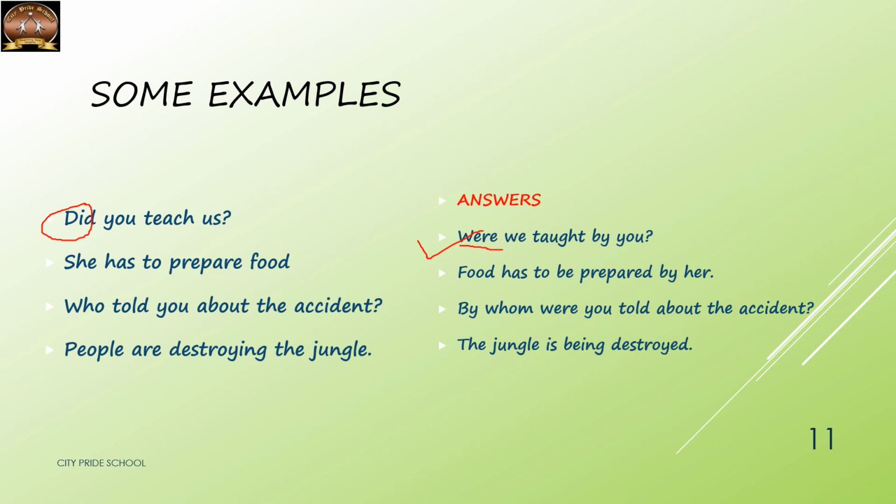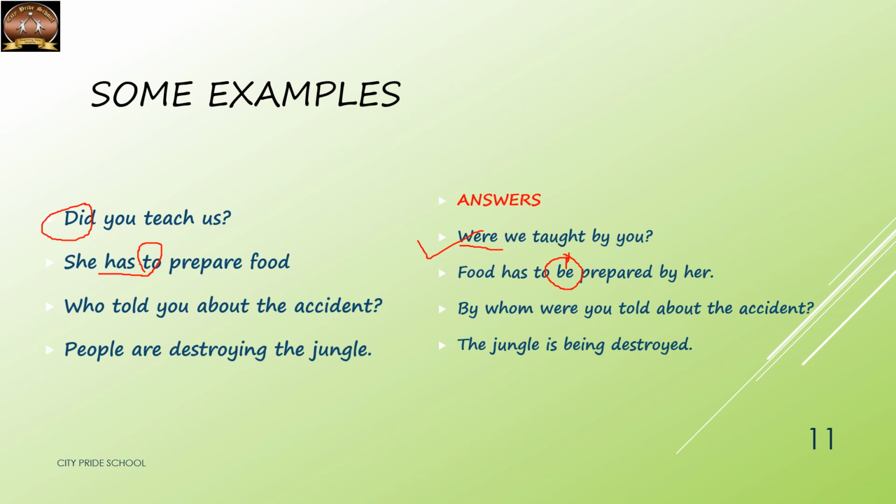She has to prepare food. This is a normal statement of present tense. So food has to be, and of course the rule that if has, have, had or am, is, are are followed by to, then we just have to insert be after it. So the food has to be prepared by her.